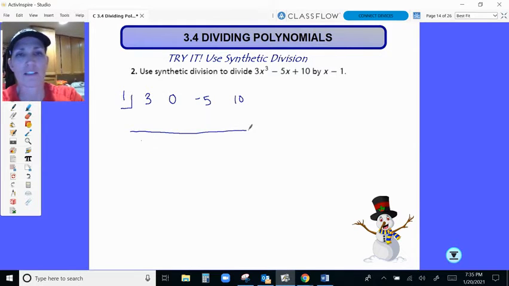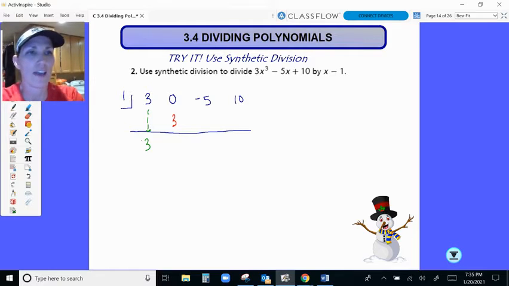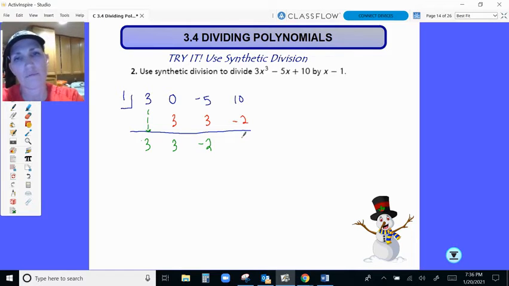Leave myself some space. Always start by bringing down this 3. And then 1 times 3 is 3, and I'm going to add 3. 1 times 3 again is 3. I'm going to add those, is -2. 1 times -2 is -2. And that gives me a positive 8. So this time I don't have a remainder of 0.